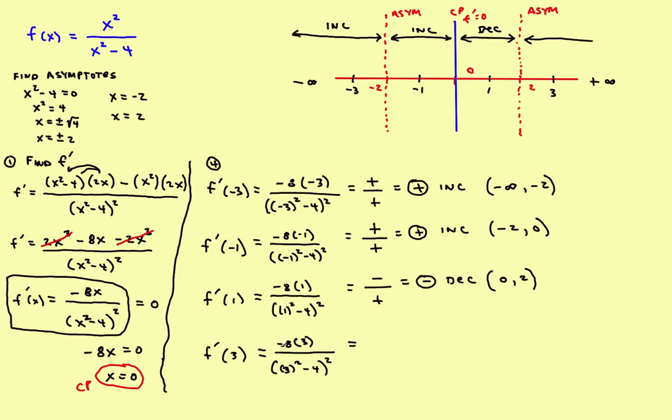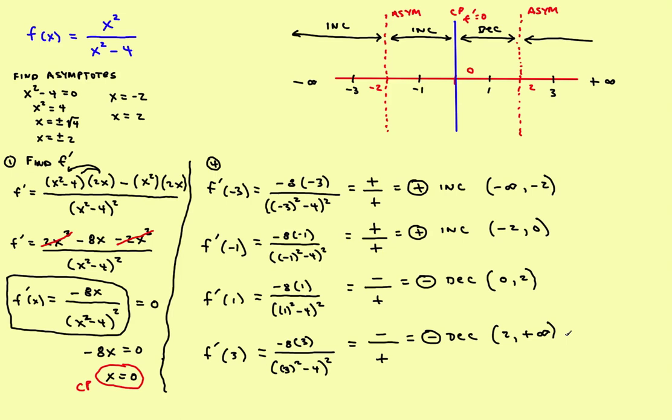Again, following the same arguments, a negative times a positive, I'll have a negative in the top. The bottom one will always be positive. So a negative divided by a positive gives you a negative, which tells you again that it's decreasing in this interval right here. So it'll be decreasing from 2 out to positive infinity. So from 2 out to positive infinity, it's decreasing.